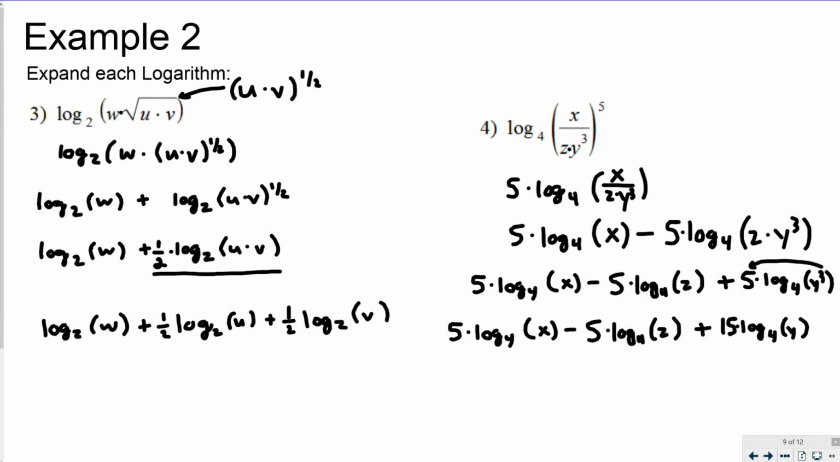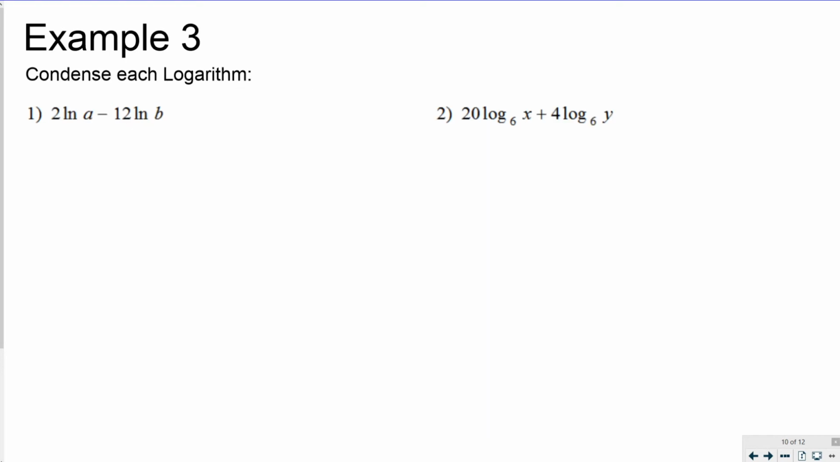Okay, so that was a pretty tough last one, but nothing we can't handle. So let's move on to condensing. If you look at the first problem, we actually have natural logs. So all of these properties work for natural logs as well. So it's not a big deal.